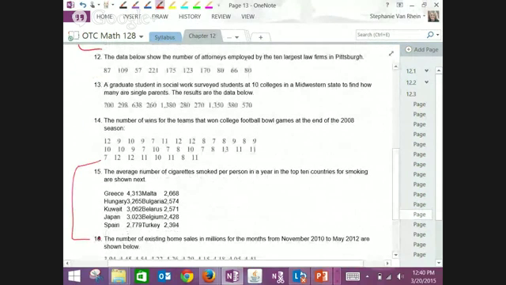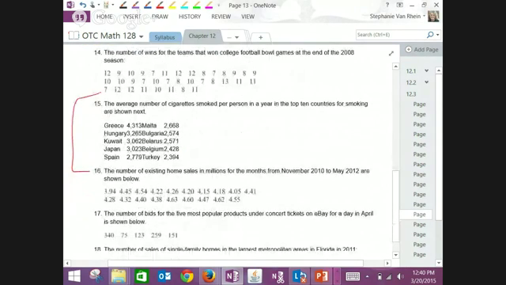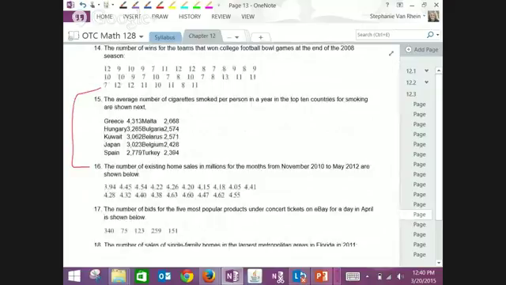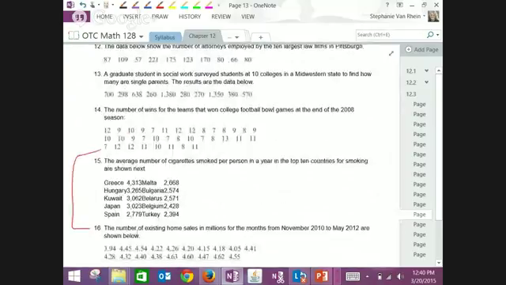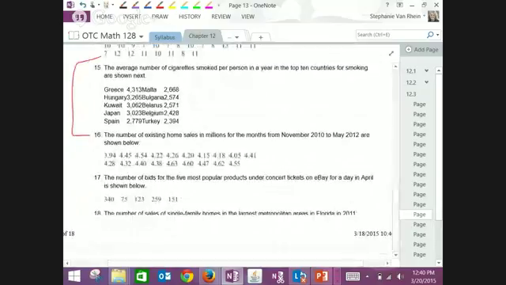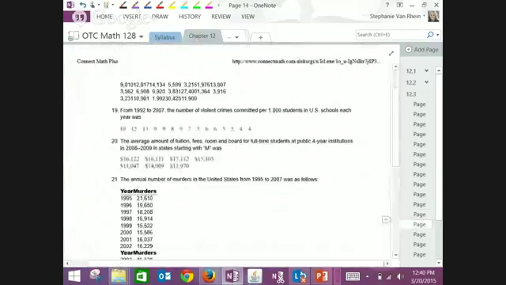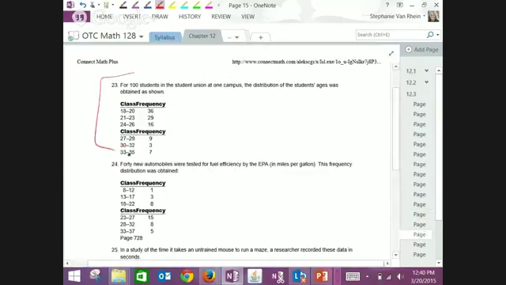15, the same thing. Sorry, when I printed this out, the spaces are kind of weird, but in your book, it should be a lot better. There's a top 10 countries table, cigarettes smoked per person in a year in the top 10 countries. So you can look at that. Anytime you have something like the top 10, you would think that they're going to be relatively close. You're not going to have a lot of outliers. 19, again, mean, median, mode, mid-range. 23, mean, median, mode, mid-range.